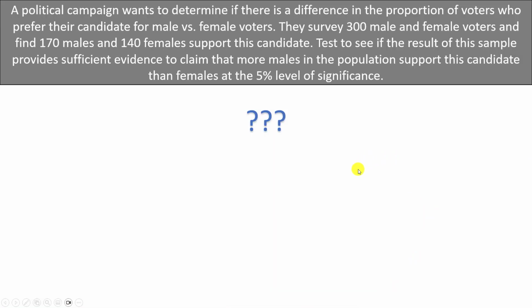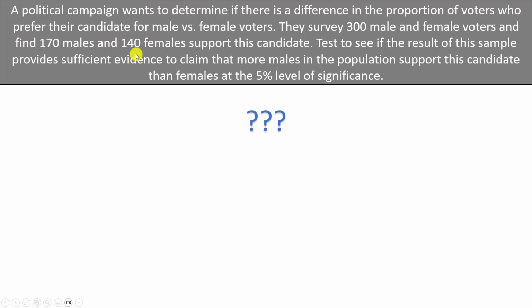All right, so here is one for you to try. A political campaign wants to determine if there is a difference in the proportion of voters who prefer their candidate for male versus female voters. So there's this candidate that this campaign is supporting, and they want to know, is there a difference between the proportion of males versus females who support this candidate? To test this, they survey 300 male and female voters and find that 170 males and 140 females support the candidate. So once again, we see a difference here between the males and the females.